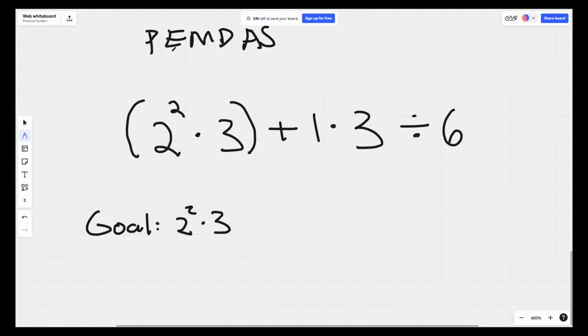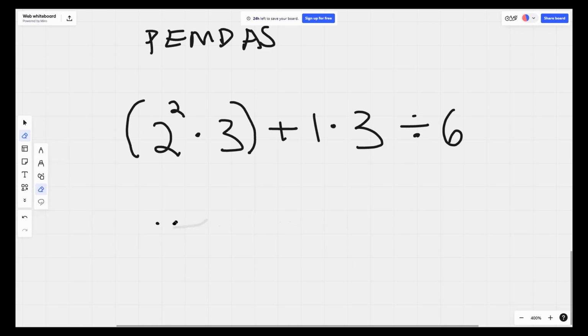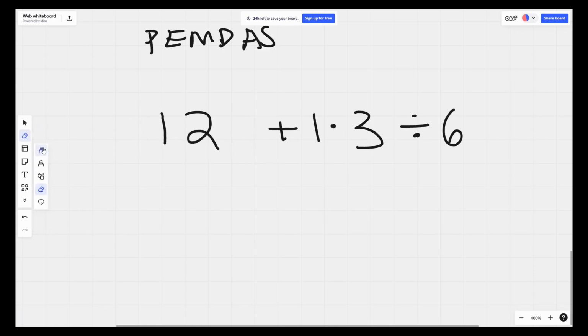Because according to PEMDAS, E comes before M. So I will do exponentiation before multiplication. So 2 squared is 4. And that means all I have to do now is figure out what 4 times 3 is, and I know that is 12. So I have now completed my goal of evaluating what's within the parentheses, and it's 12. So I'm going to go ahead and replace the thing in the parentheses with a 12. And I can get rid of the parentheses now.